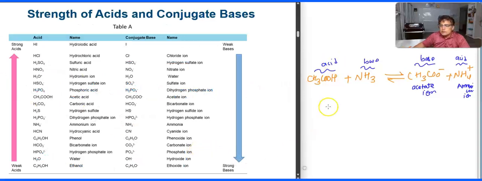So now search CH3COOH. Where is CH3COOH? It is here. What is the acid here? NH4 plus. Where is the NH4 plus? This is the NH4 plus. See, these are stronger, right? Which is stronger? CH3COOH is stronger, right? That's why this is strong acid and this guy is weak acid.